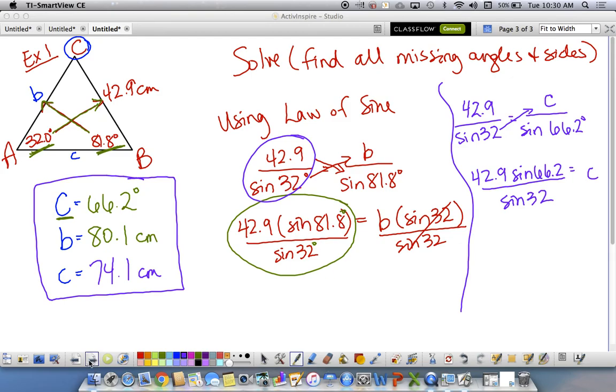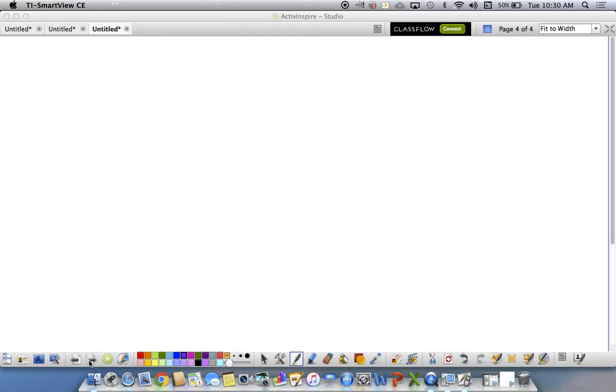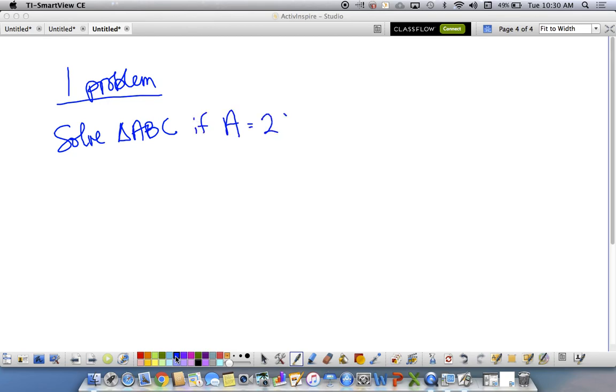I'm just going to give you one problem today for classwork, for you to do on your own. That will be similar to that one. One problem. I need you to solve triangle ABC if A equals 28.8 degrees, C equals 102.6 degrees, and little c equals 25.3 inches.